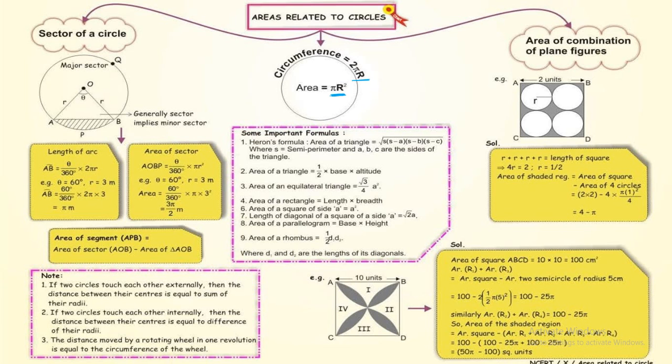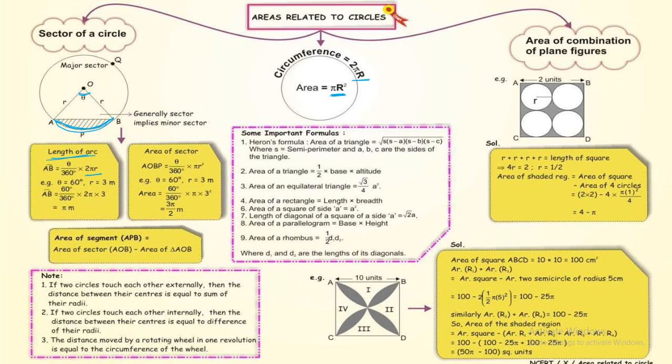If you want to find, for this particular APB, this particular part is what we call an arc. The length of the arc is given by theta by 360 into 2 pi r, where theta is the angle made at the center to form this arc.